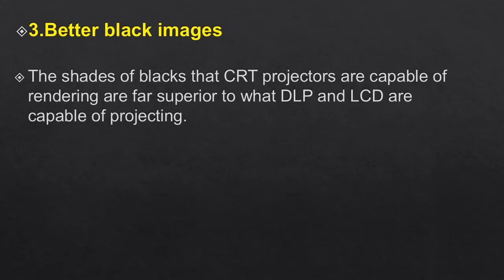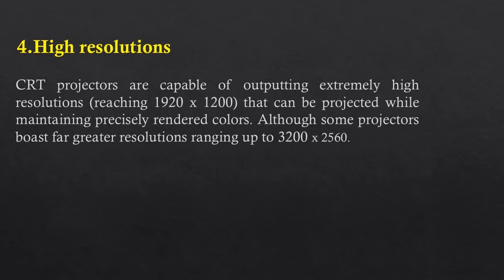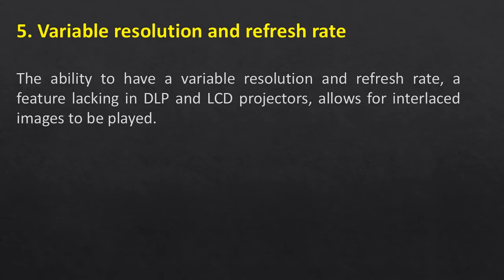Number 3. Better black images. The shades of blacks that CRT projectors are capable of rendering are far superior to what DLP and LCD are capable of projecting. Number 4. High resolutions. CRT projectors are capable of outputting extremely high resolution, reaching 1920 into 1200 that can be projected while maintaining precisely rendered colors. Although some projectors boast for greater resolution ranging up to 3200 into 2560.